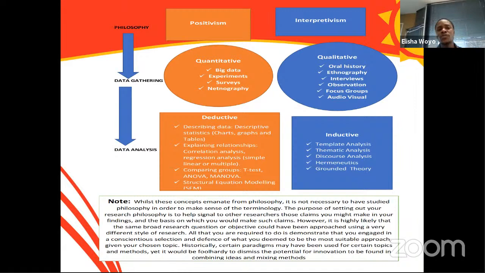Then for the interpretivist, your approach and methodology should be qualitative, and you have various aspects of qualitative that you can think of there: your oral history, your ethnography, your interviews, your observations, focus group discussions, and all that. And your approach to data analysis is inductive, relatively subjective.